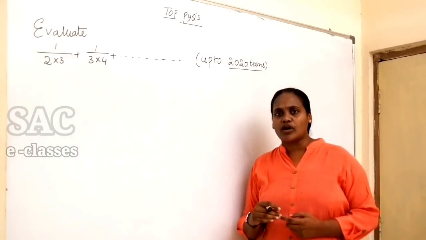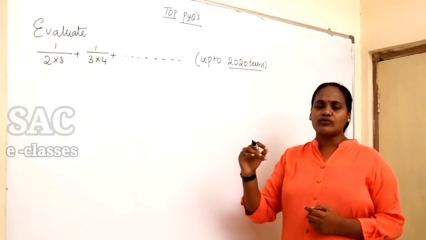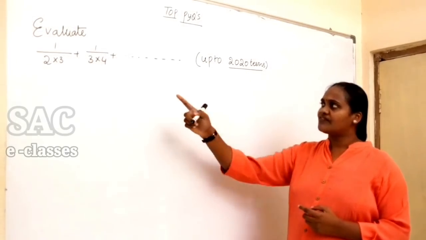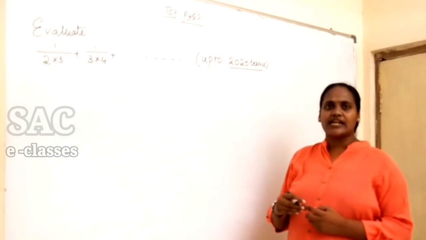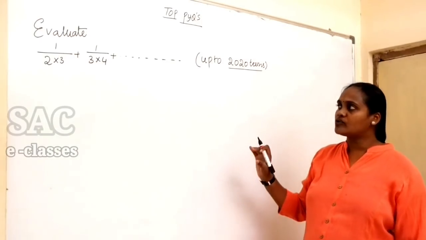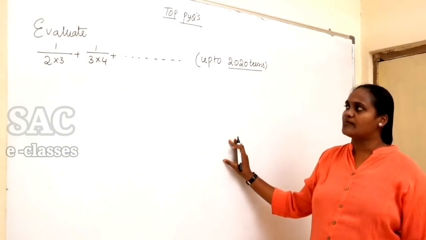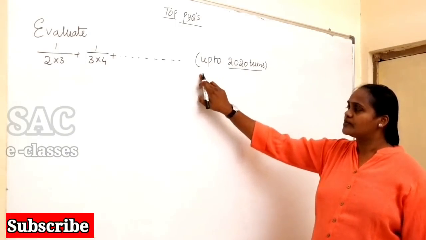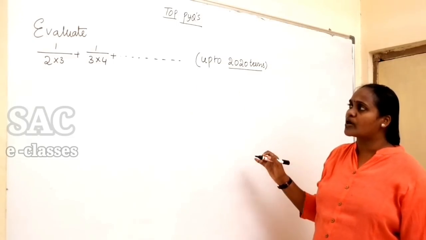Can you say what is the 10th term? Maybe 11 into 12. That means at the first, if you want to solve a pattern like this, you need to understand what is going to be the last term. Without knowing the last term, you can't guess it.